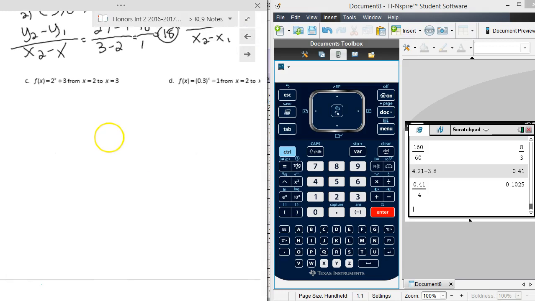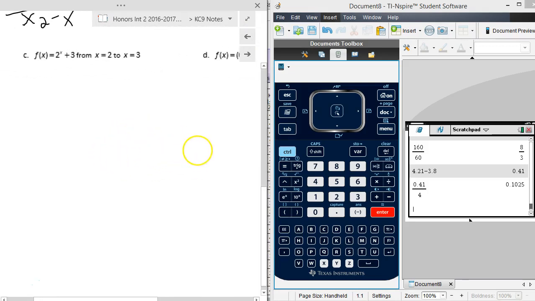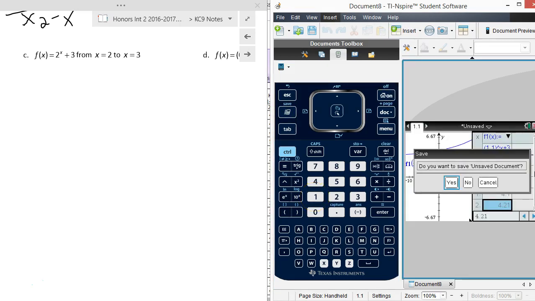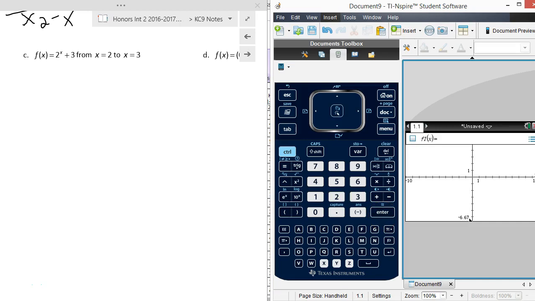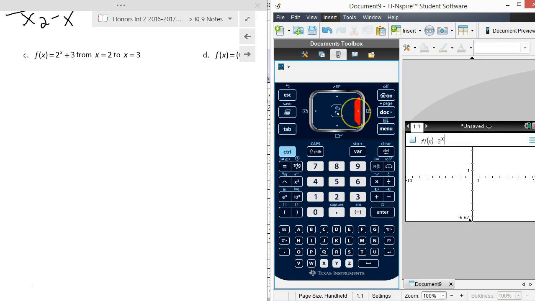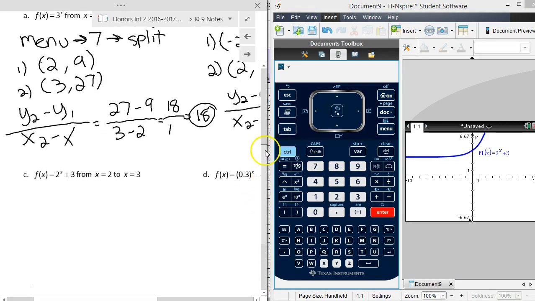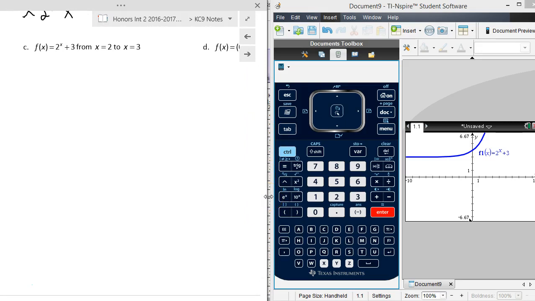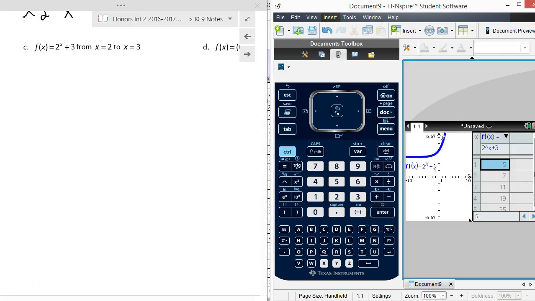One more example. I don't think we have to do both of them. We'll just do one more example. C, f of x equals 2 to the x plus 3 from x equals 2 to x equals 3. So again, I'm going to open my split screen table. Menu, 7, split screen table, and from 2 to 3: at 2 it's 7. When x is 2, my value is 7, and then at 3 it's 11.